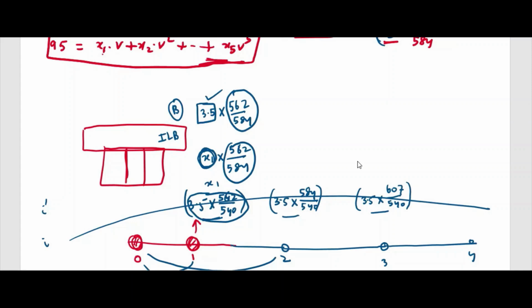In index linked bonds, this X1 you need to find first. And here, things will not change. 3.5 into 562 divided by next value. Next value here 584, then next value 607. So you have to write this way, the same way as here. The only difference is the 3.5 you need to replace by X1, X2 when you are finding real rate of return. These things will not change because inflation will be found in the same way.